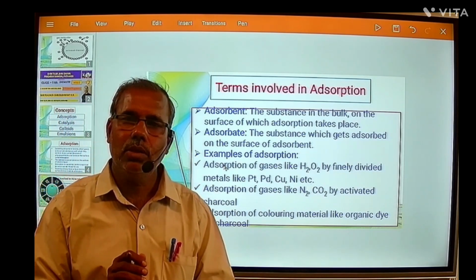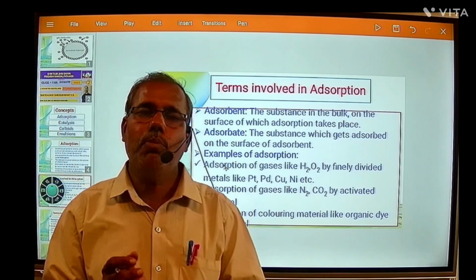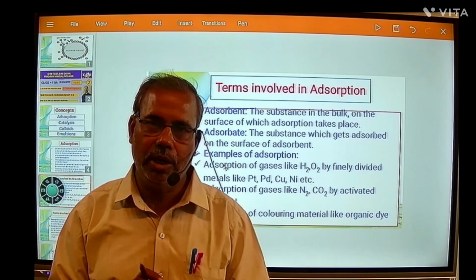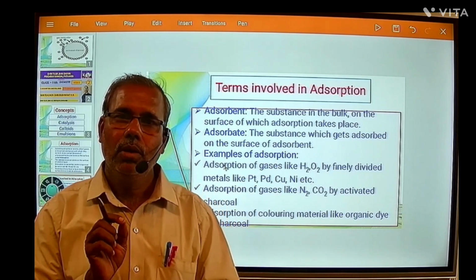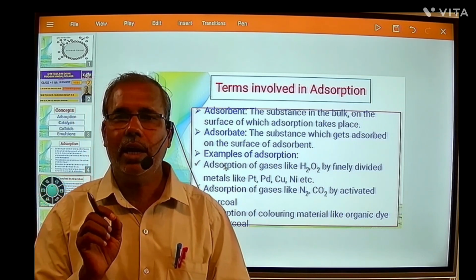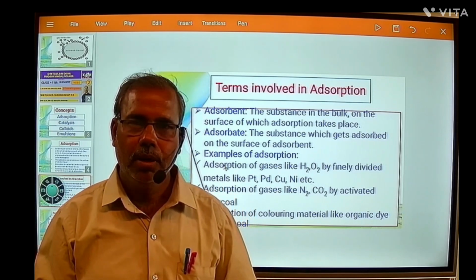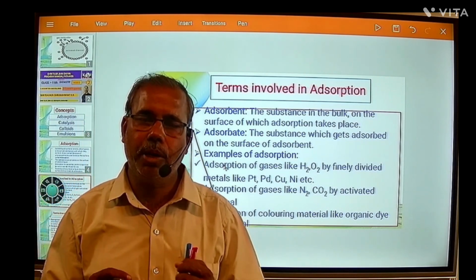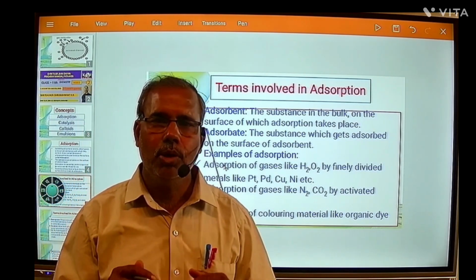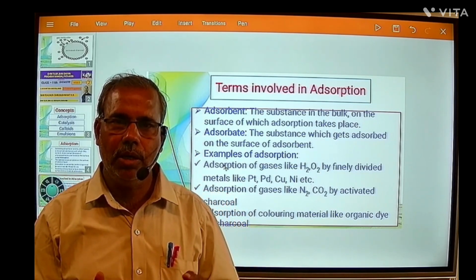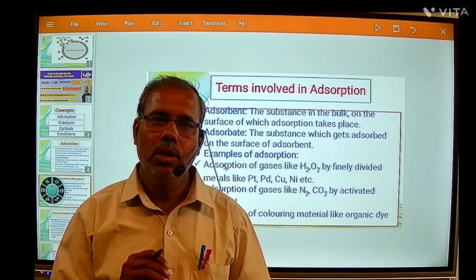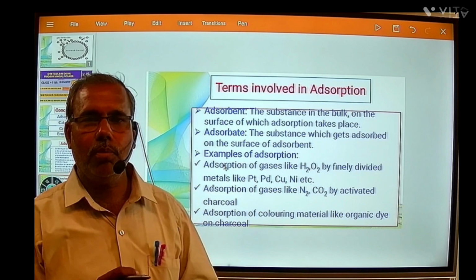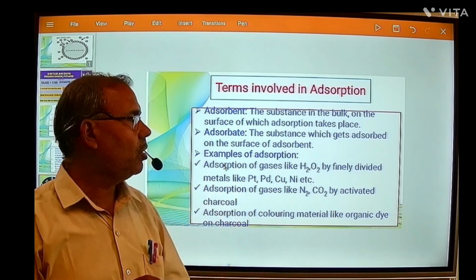The substance, the molecules of which get adsorbed on the surface of the adsorbent, is known as adsorbate. That means here gaseous, solid or liquid molecules or particles get adsorbed on the surface of another substance in the bulk, that is the adsorbent, and the substance whose molecules or particles are adsorbed on the surface of the adsorbent is called the adsorbate.